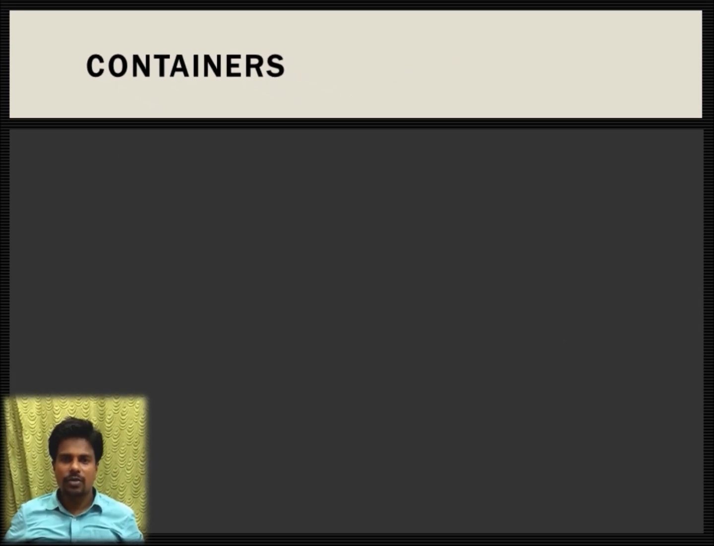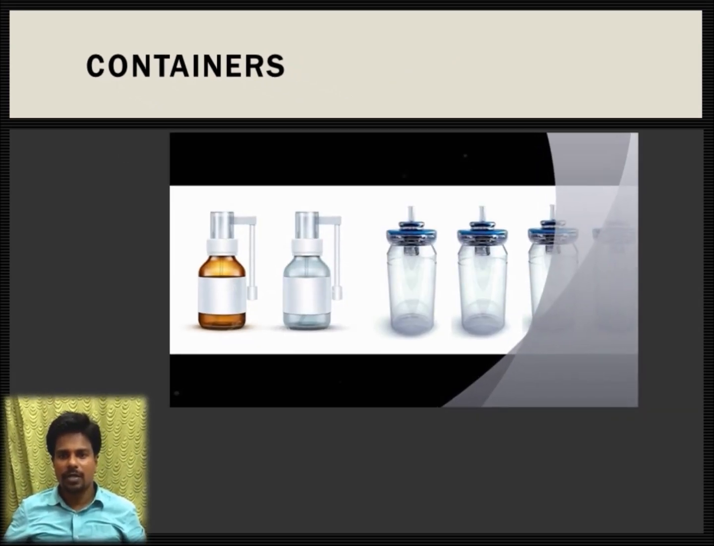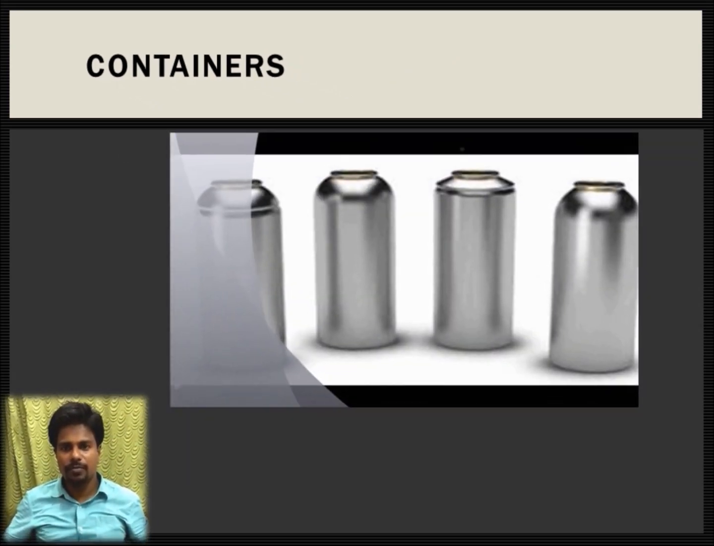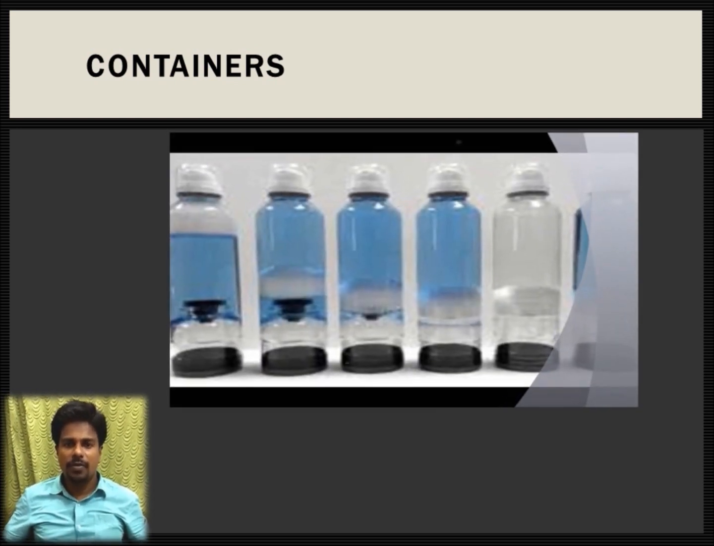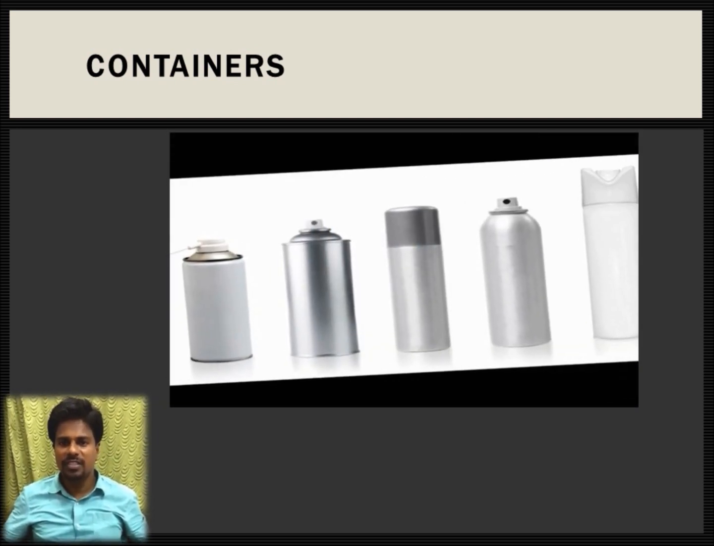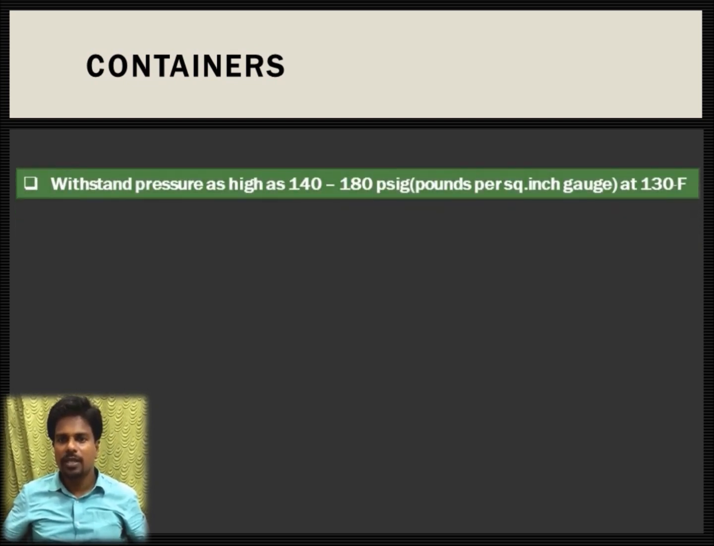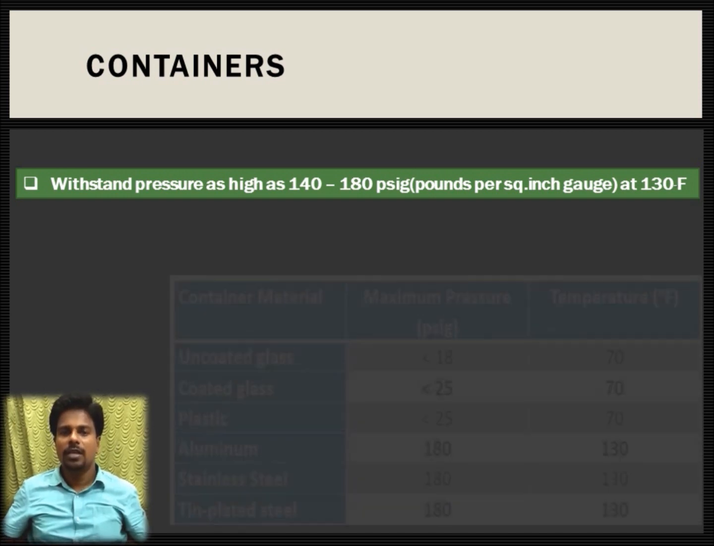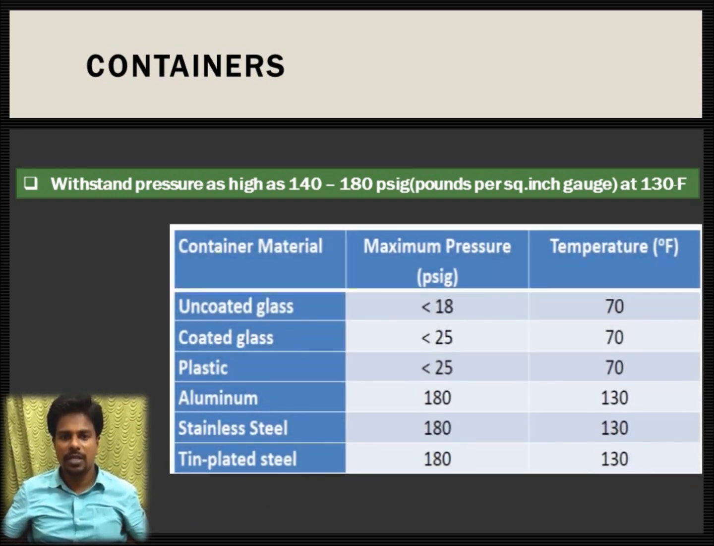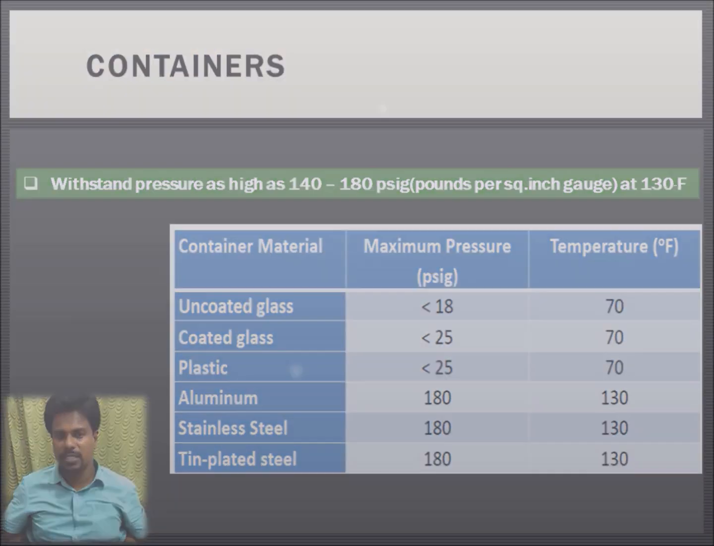Pharmaceutical containers: we are familiar with pharmaceutical containers. They are made of glass, metal and plastics, and a pharmaceutical container should withstand high pressure. The pressure ranges from 140 to 180 pounds per square inch gauge at 130 degrees Fahrenheit. This table shows the various types of containers and the maximum tolerable pressure with temperature.